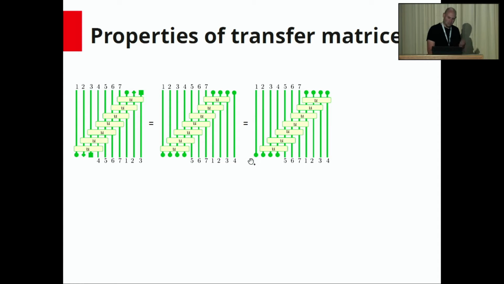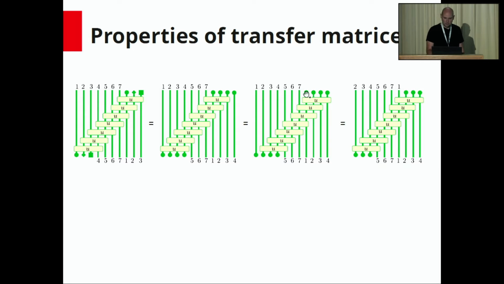So therefore, we can do the summation for this incoming and this outgoing leg. And doing this summation, we obtain this diagram. So we can see that this is the original transfer matrix, but we did a cyclic shift in the outgoing and the incoming legs as well. So with formulas, this relation tells us the transfer matrix is invariant with respect to this cyclic shift, where U is the shift operator.